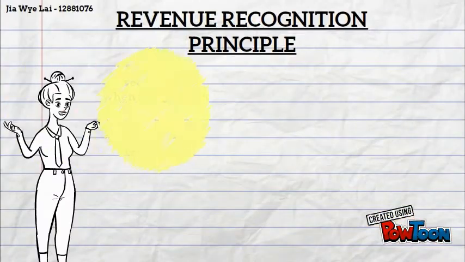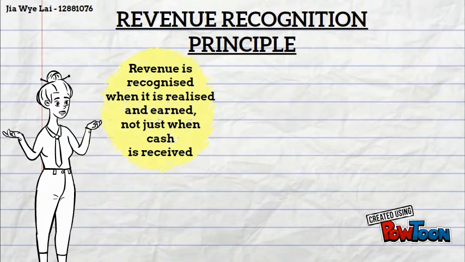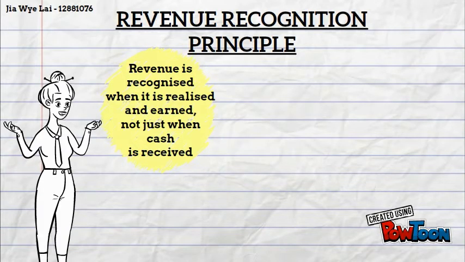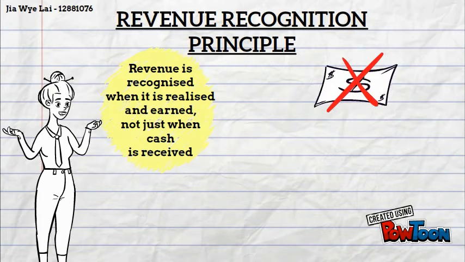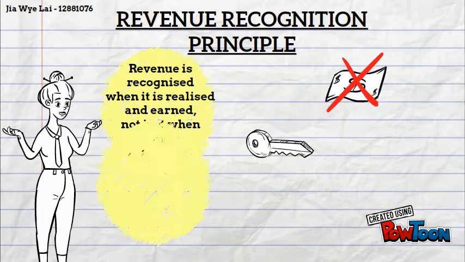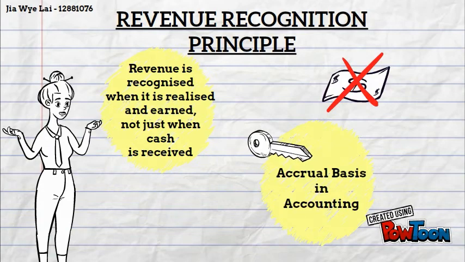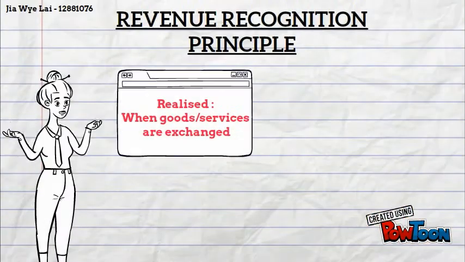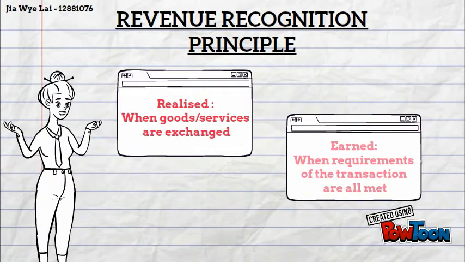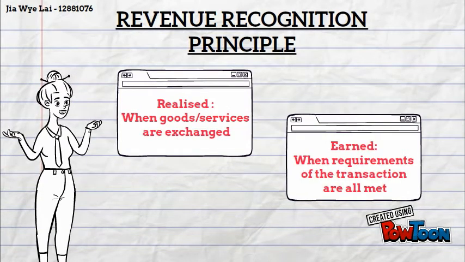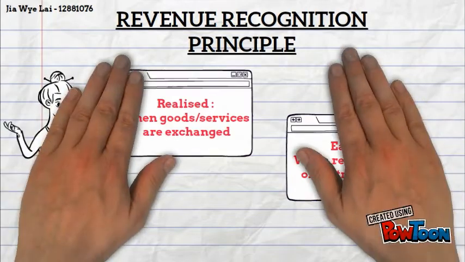This principle tells us that revenue is to be recognized only when it is realized or realizable and when it is earned. This means that businesses shouldn't wait until the revenue is actually received to record it into the accounts. This is a key concept in the accrual basis of accounting. Revenue is realized or realizable when goods or services are exchanged. It is earned only when all the requirements of the transaction are met.